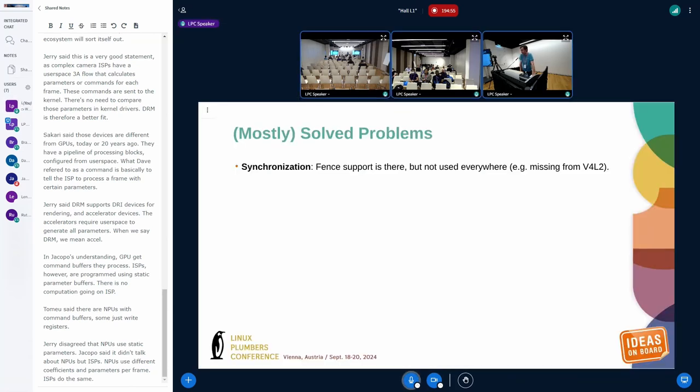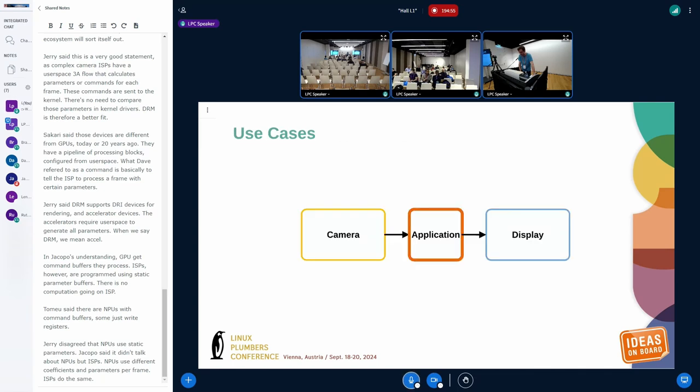One problem that James listed that I think is mostly solved is synchronization. We do have fence support in the kernel. We have support for both implicit and explicit fences. My understanding is that explicit fences is the way to go for new APIs. And it's missing in Video for Linux. It's not everywhere. It is in DRM. And, well, we discussed extensively before that this is something that we want to improve in Video for Linux as well. So I don't think there's really a need to discuss this today.